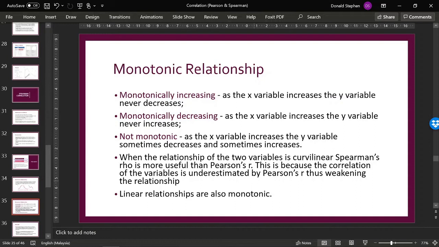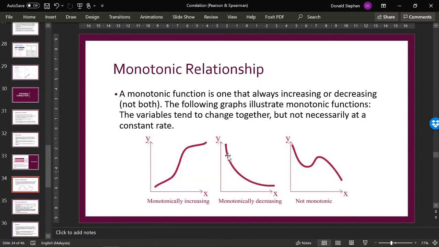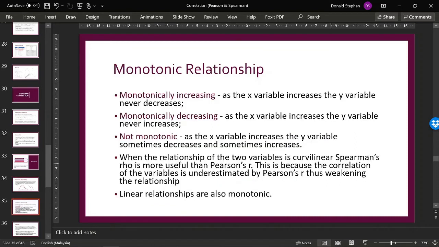So in the case of this curve, if your data looks like this, Spearman will give you a higher value. Right? If you use Pearson, it will weaken the relationship, so you will have a lower R value.